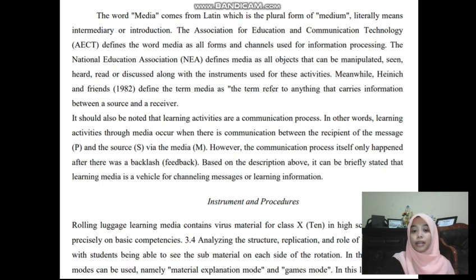Rolling cover learning media on virus material for class 10 high school students, based on basic competency 3.4: analyzing the structure, replication, and role of viruses in life, with students being able to see the submaterial on each side of the rotation. In this media, two modes can be used, namely material explanation mode and games mode.